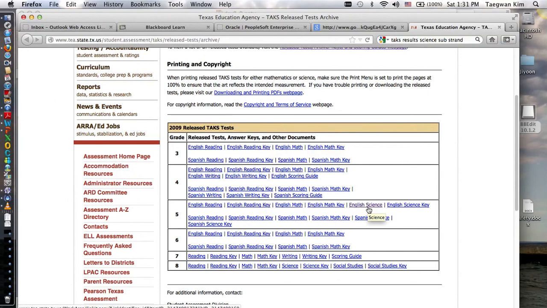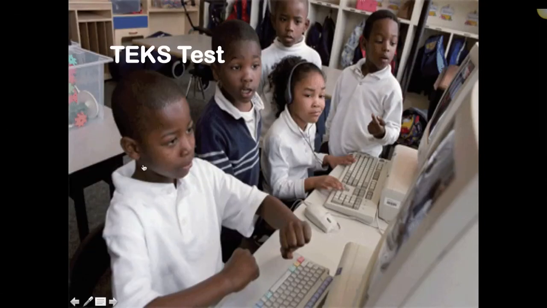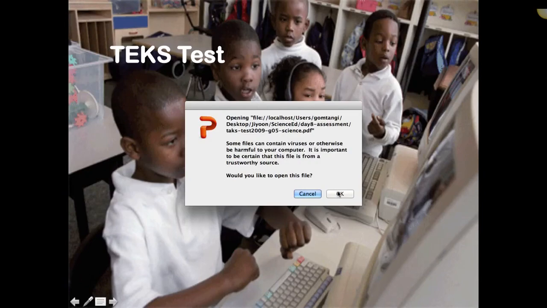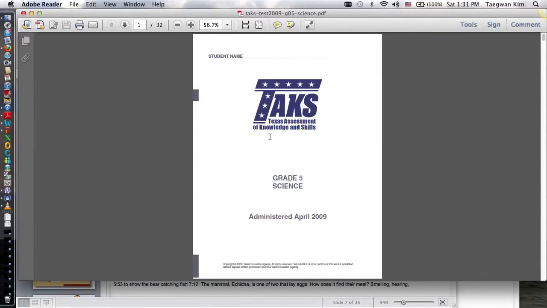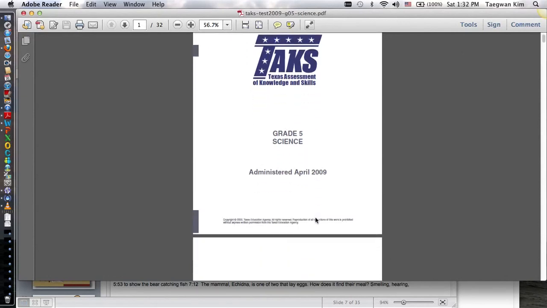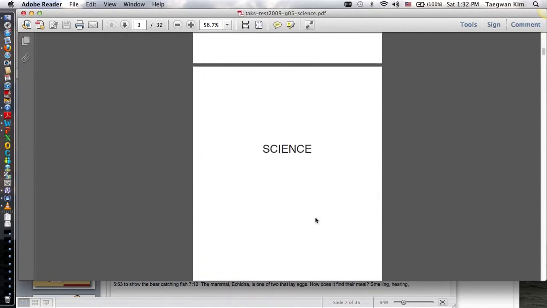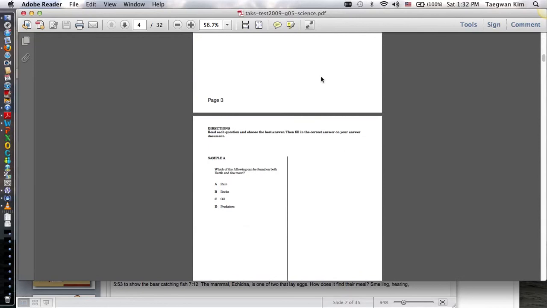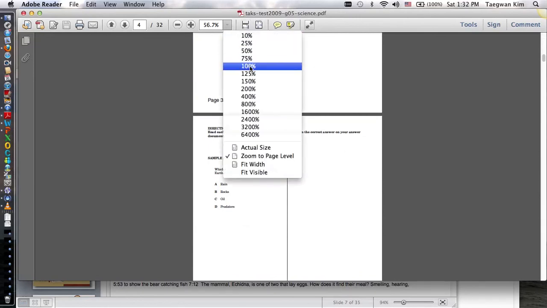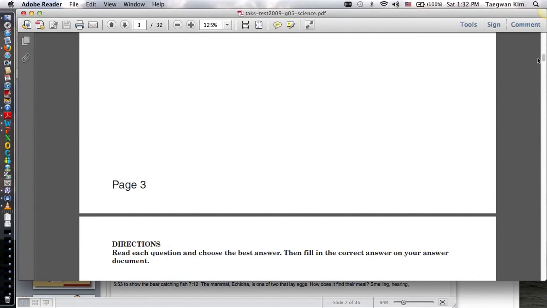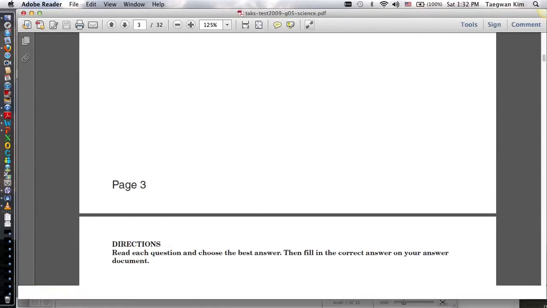Because when you can download their result 2009, to download this it takes some time, so I'm just gonna give you that PDF file right away. It looks like this. Okay, grade 5 science 2009. And then this one is the test questions. As a science teacher, you need to actually see the questions. So this is the test 2009 for science grade 5.